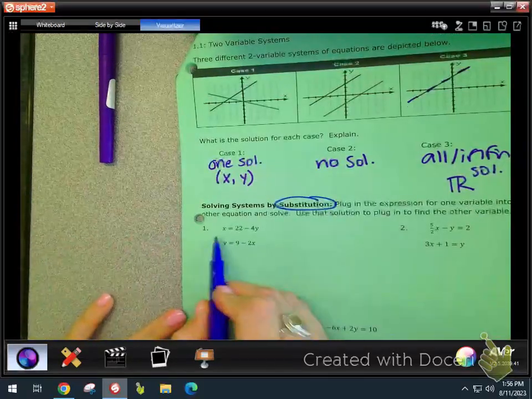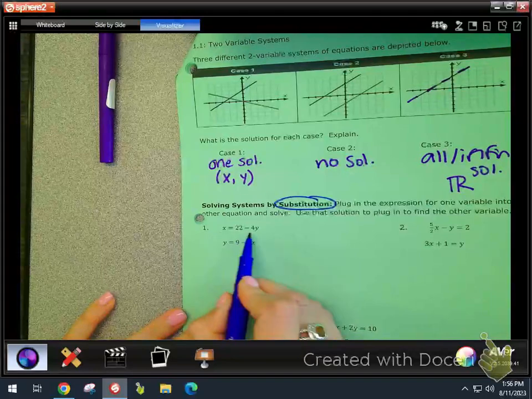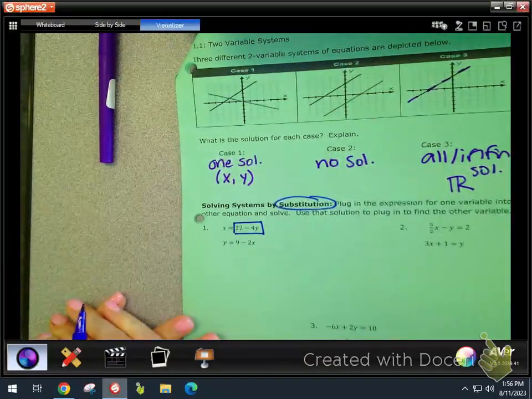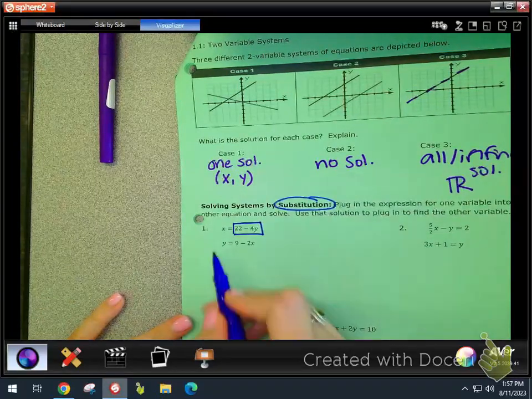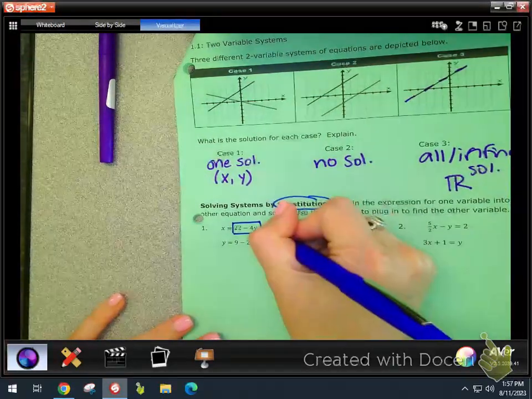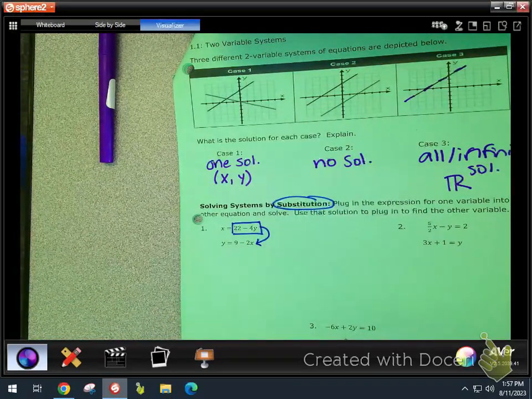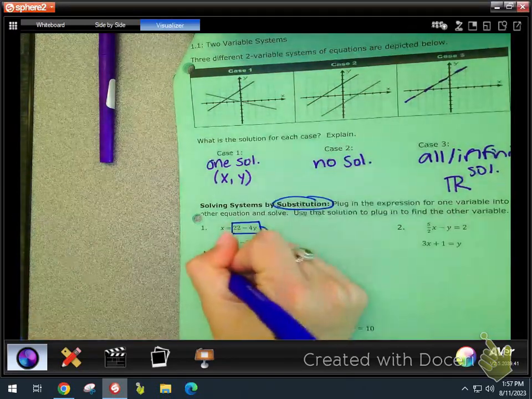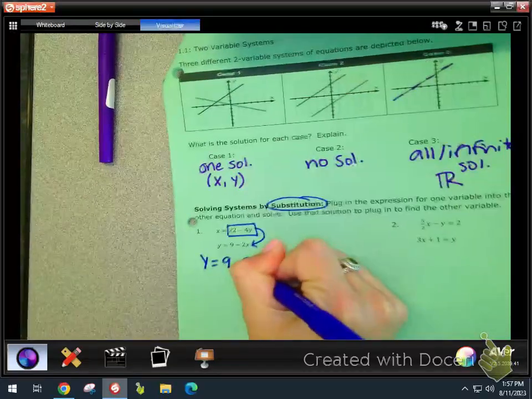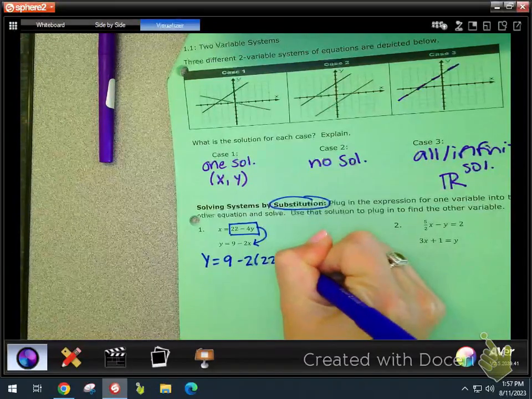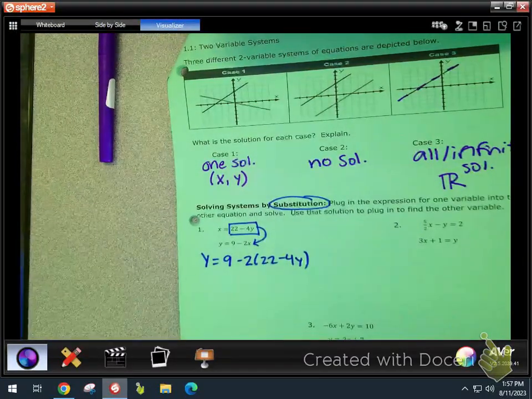Here we go. I'm going to start by subbing in. I'm going to use the top equation. What I do is I will usually box what variable I'm going to sub in for. So I'm subbing in 22 minus 4y in for x right here. Kind of draw an arrow where it's going to go. And then I'm going to rewrite that second equation, subbing in my expression for x. So I have y is equal to 9 minus 2, open parentheses because you have two terms to go in there, 22 minus 4y.